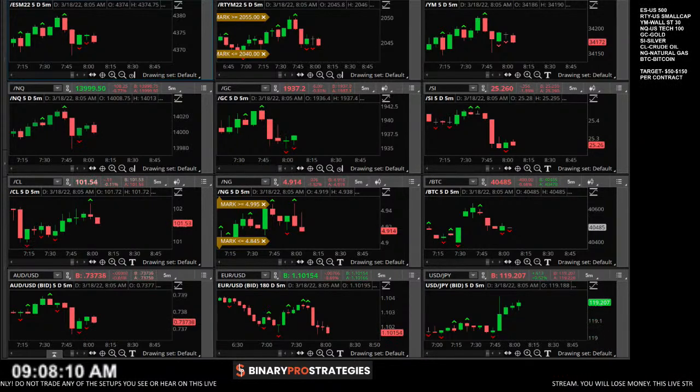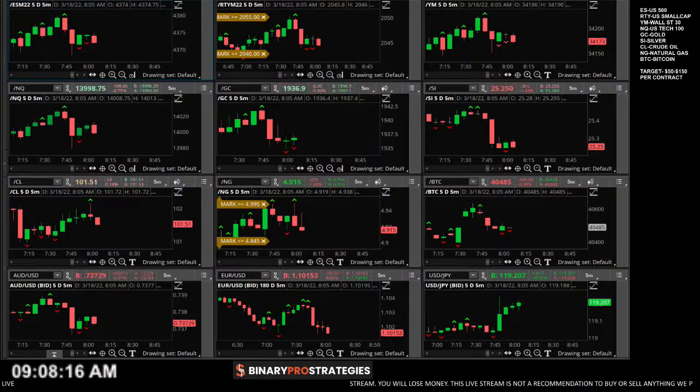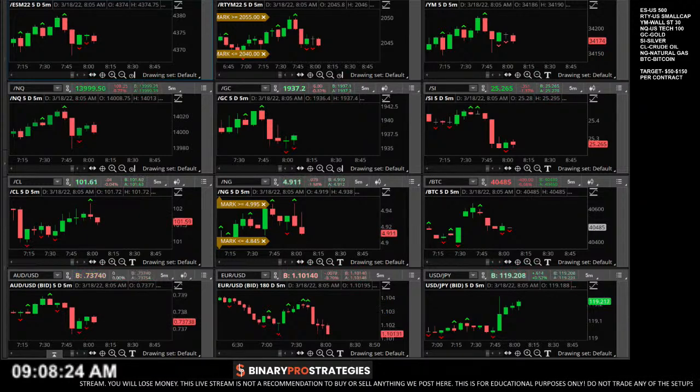Also, let me show you something over here. If you notice my target, most of these trades we're going to be targeting anywhere between $50 to $150 per contract. Typically, our targets are going to be somewhere in that range, between $50 and $150 per contract.